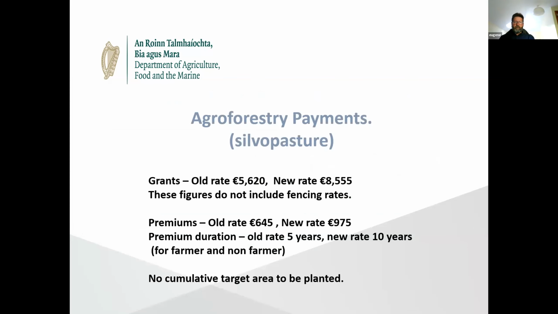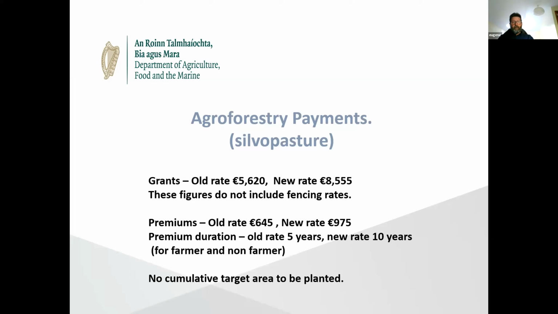Just so that you don't wreck your eyes trying to read those figures, I made them a little bit easier. So the old grant rate was 5,620. We're really throwing everything, the kitchen sink, at it now to try and stimulate interest. The new rate has gone up to 8,555 because the establishment costs just weren't being covered. The grants just weren't covering it, so we had to increase it.